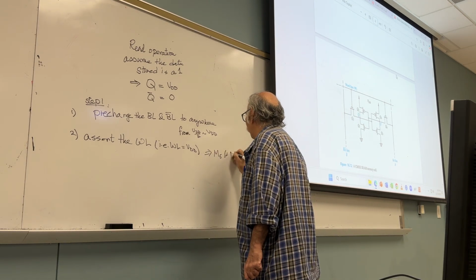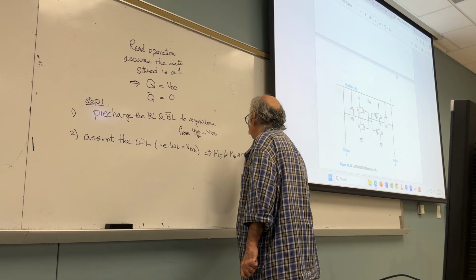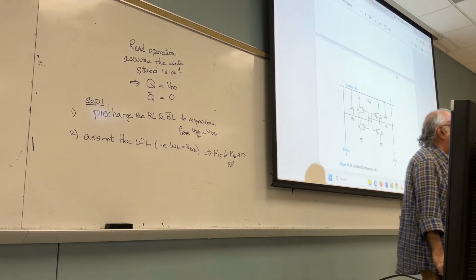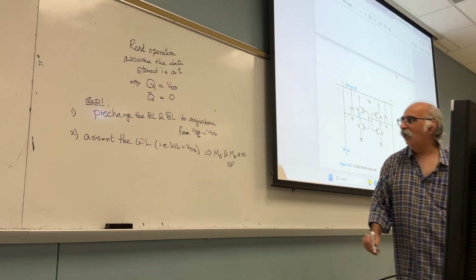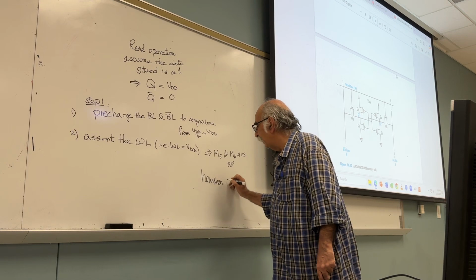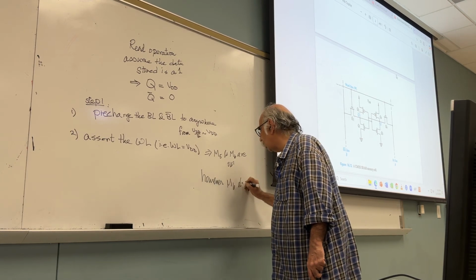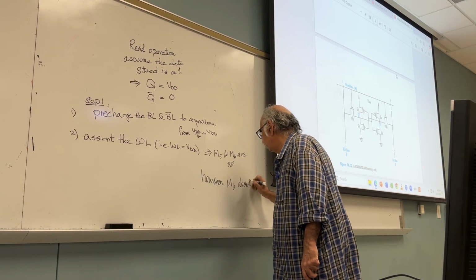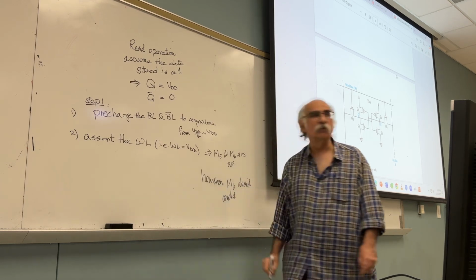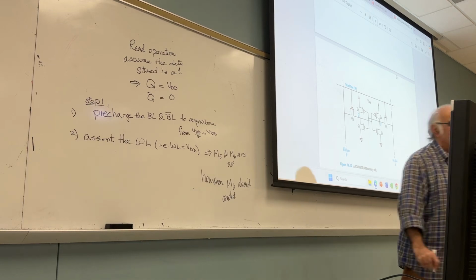M5 and M6 are on. Clear so far? Yes or no? Yes. However, M6 does not conduct. Why? I'm still waiting. It does not conduct any current.